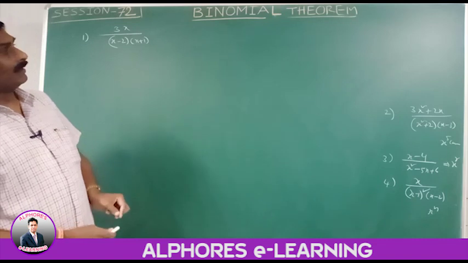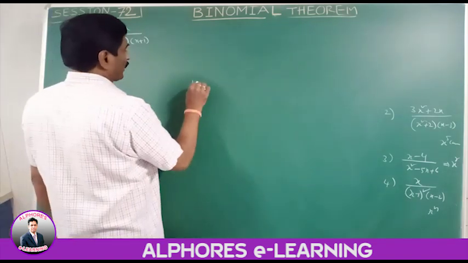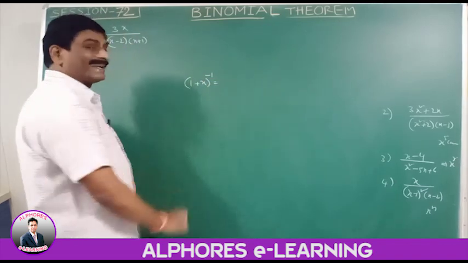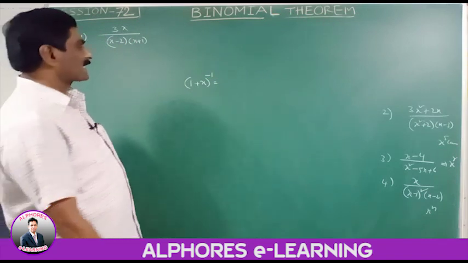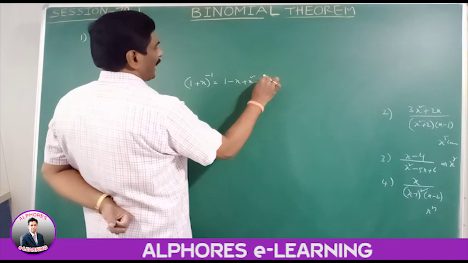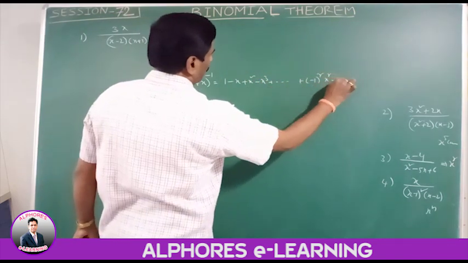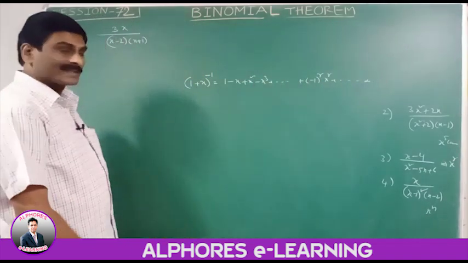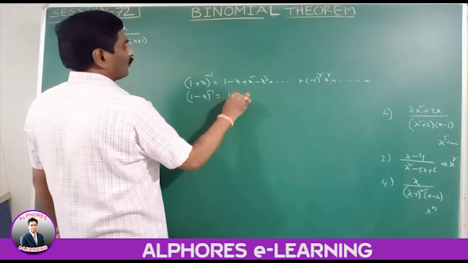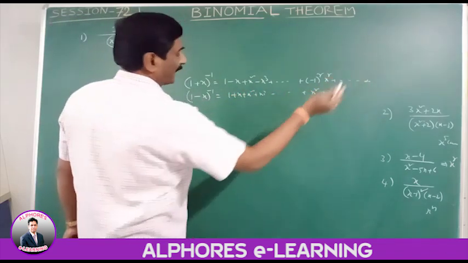First, we already know these formulas. What is the formula for (1 plus x) whole power minus 1? The index is a negative integral index. (1 plus x) whole power minus 1 is 1 minus x plus x square minus x cube, plus and so on, (minus 1) whole power r into x power r, infinite. Similarly, (1 minus x) whole power minus 1 is 1 plus x plus x square plus x cube, plus and so on, x power r, infinite.